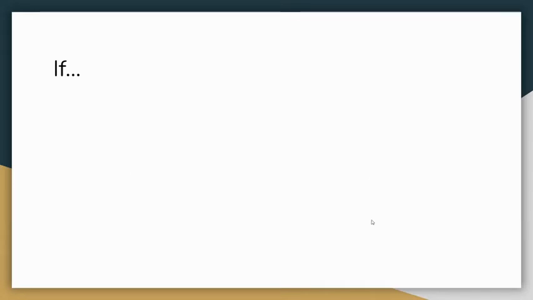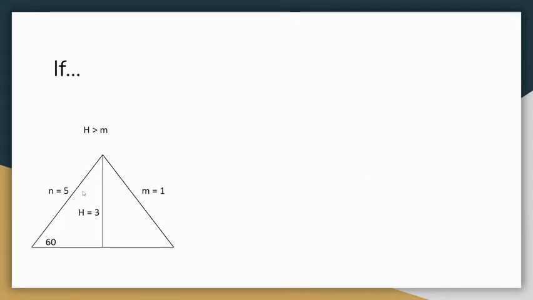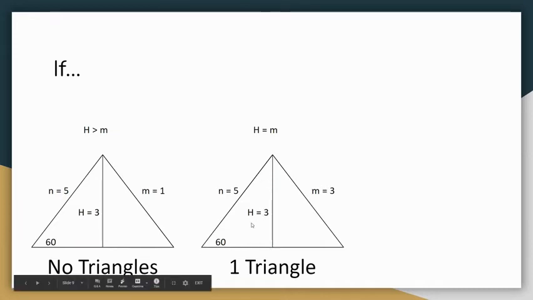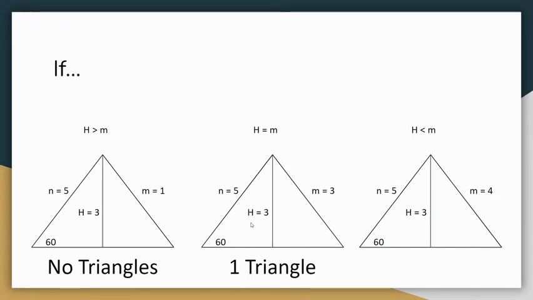Now, if H is greater than M, you're not going to have any triangles. It's the easiest one of all. If H is equal to M, you're only going to have one triangle, and it's going to be this right triangle, so it's going to be very easy to solve. Now, the hardest case is if H is less than M. You're going to have two triangles here. This is actually very difficult.